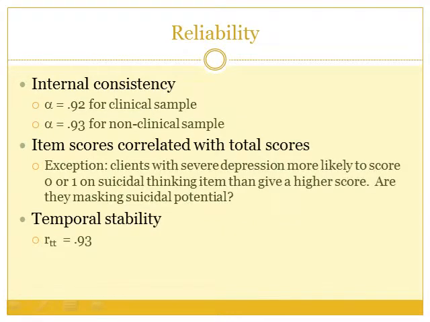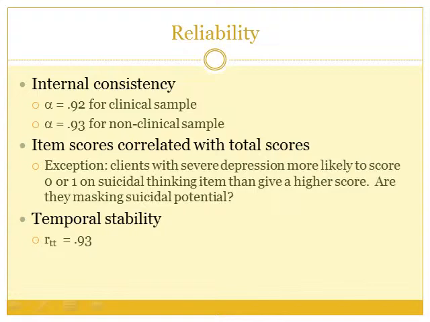Researchers found high internal consistency in the Beck Depression Inventory 2. They found that coefficient alpha was greater than 0.90 for both clinical and non-clinical samples. Developers of the test also reviewed the relationship of the score options for each item and how well it corresponded to the total score on the measure. They found that, as expected, higher scores on items corresponded to higher total scores.